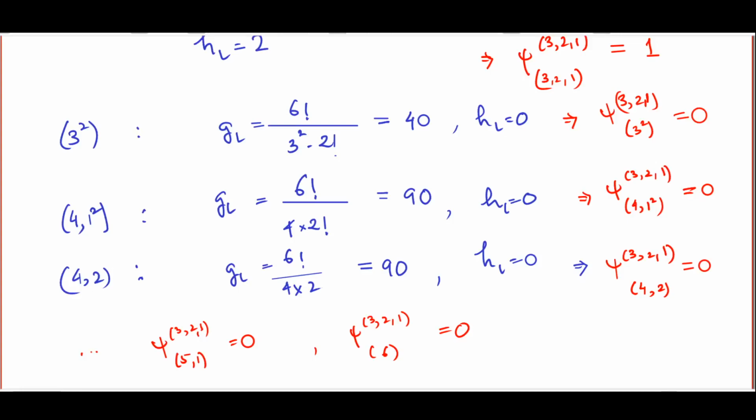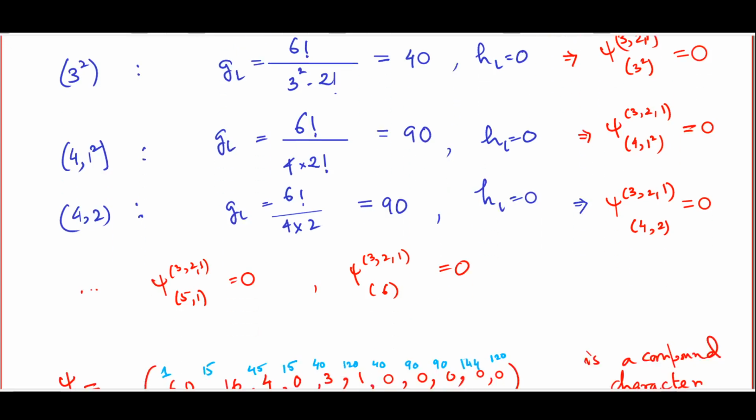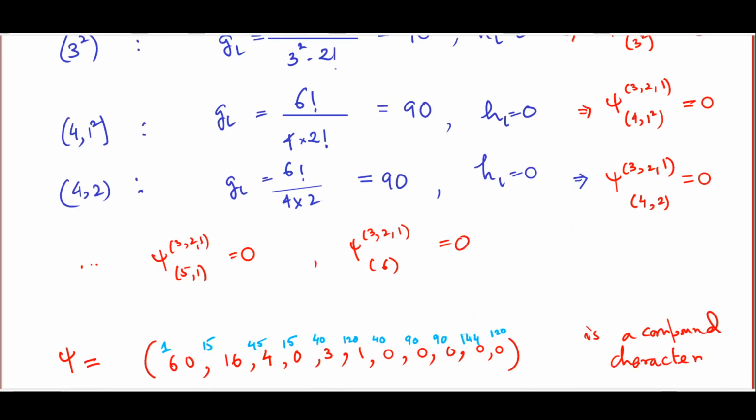Anyway, if you put all of them together, in the order in which we have classes with increasing sizes, the way we have ordered them in this calculation, then we are going to get the following values for the character components. They are going to be 60, 16, 4, 0, 3, 1 and then 5 zeros. Notice that I have written down the sizes of the corresponding classes on the top in blue here, and this will be very handy in checking whether this is a compound character or a simple character.